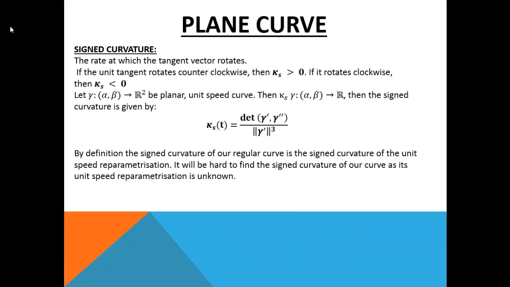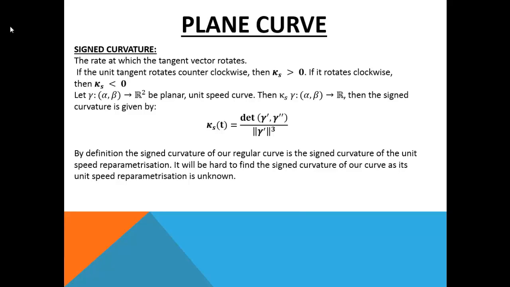There is also another type of curvature which is defined only for plane curves, and that is the sine curvature. It measures the rate at which the tangent vector rotates. If it is positive, then the curve is moving counterclockwise, and otherwise clockwise. We have the formula for the sine curvature of a planar unit speed curve shown on the slide. It is just the curvature of a planar unit speed curve without the determinant on top.